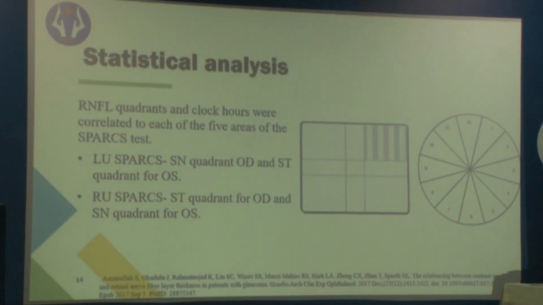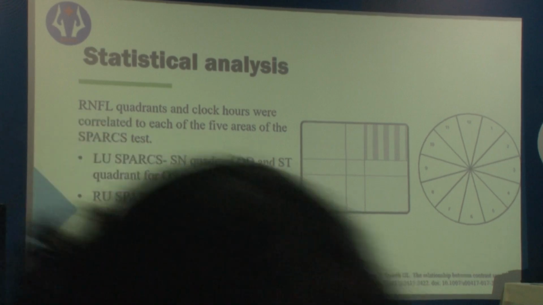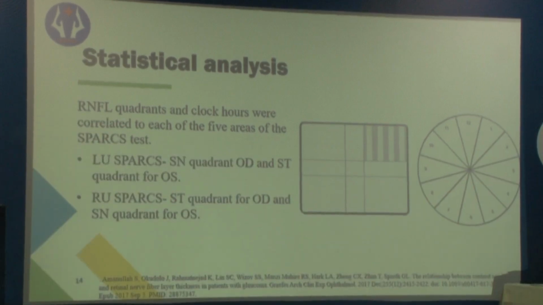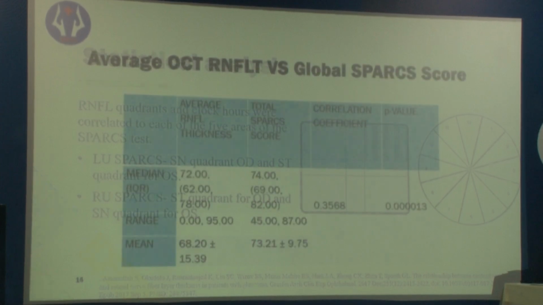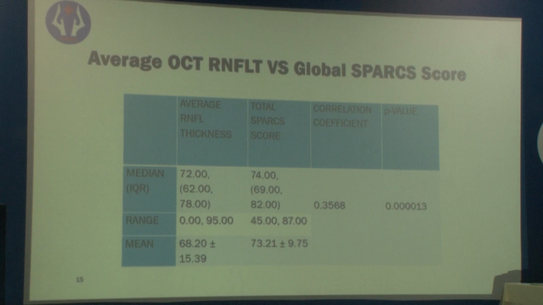We correlated the RNFL quadrants and the clock hours to each of the 5 areas of the Sparks test. For example, the left upper Spark zone was correlated with the superior-nasal quadrant in the right eye and the superior-temporal quadrant in the left eye, and the right upper Spark zone with the superior-temporal in the right and the superior-nasal quadrant in the left. Overall, we found that the average OCT RNFL thickness and the global Spark score showed a significant correlation in both the eyes.